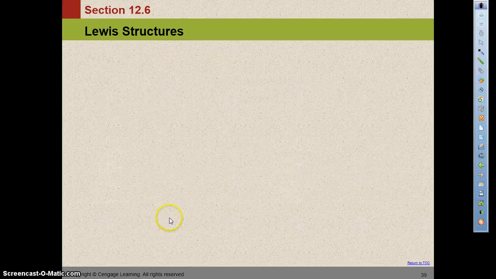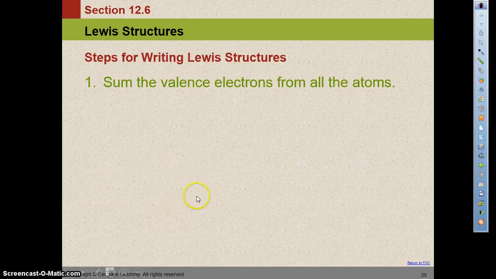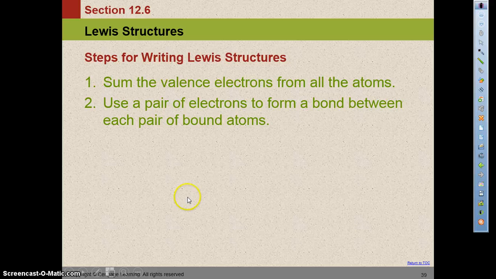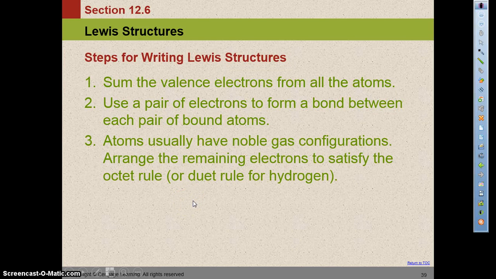Let's look at some more steps. This is what we're going to do in order to correctly write the Lewis dot structure. We have to sum the valence electrons from all the atoms. We're going to use a pair of electrons to form a bond between each pair of bound atoms. And atoms usually have a noble gas configuration, so we're going to arrange the remaining electrons to satisfy the octet rule, or the duet rule if we're talking about hydrogen.